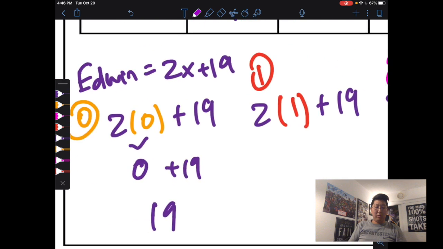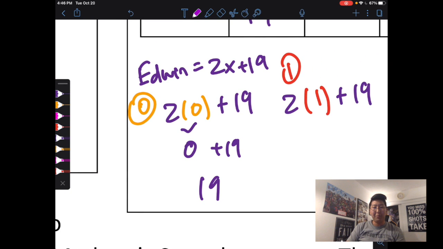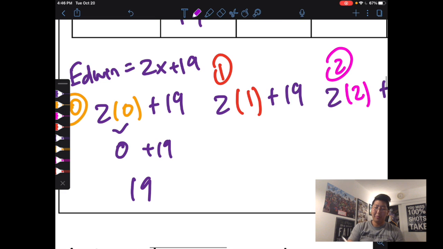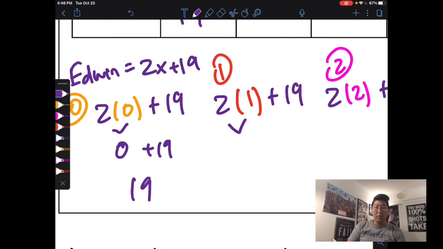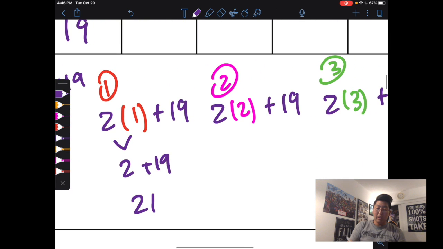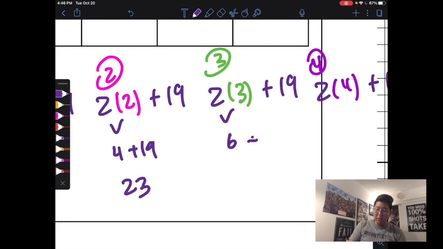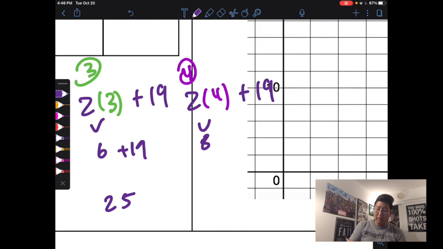If you're confused, you could just write this out one at a time, right? Just try to save some time here. So, in 1 hour, it'd be 2 times 1, which is 2 plus 19. That's 21. In 2 hours, it'd be 2 times 2, which is 4 plus 19, which is 23. 2 times 3 is 6 plus 19 is 25. 2 times 4 is 8 plus 19 is 27.